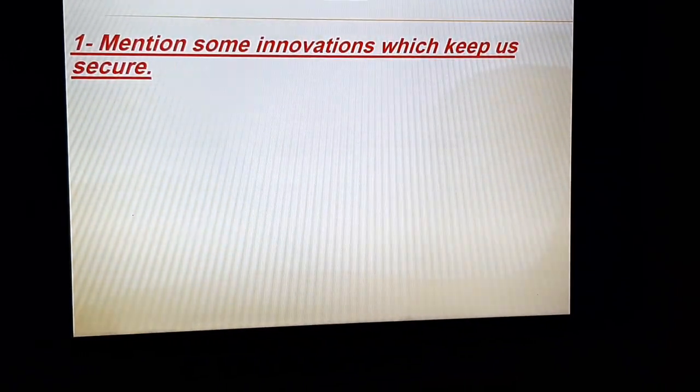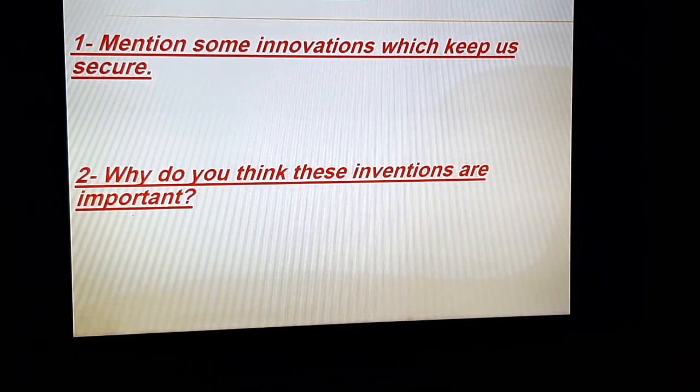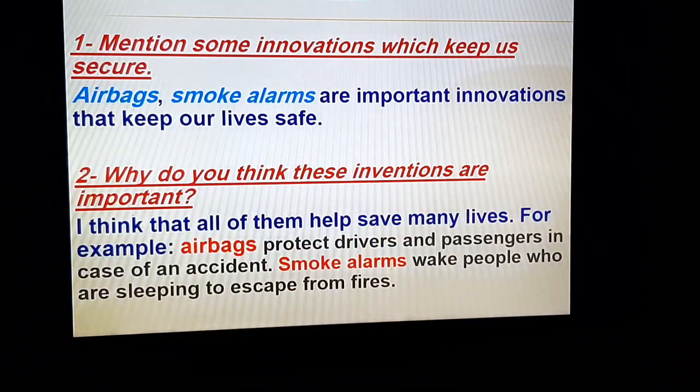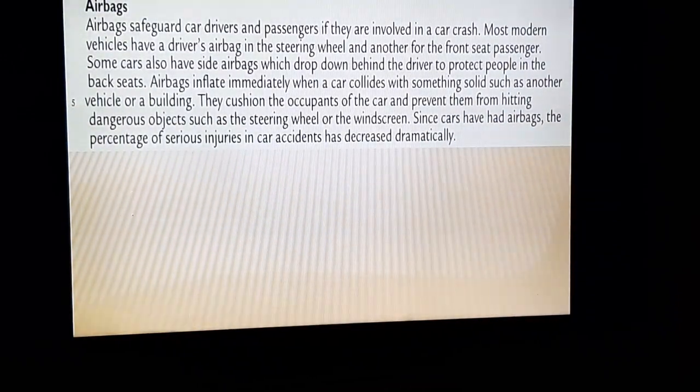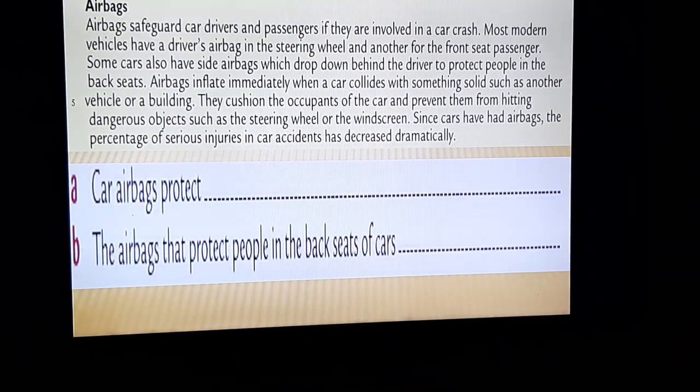We have an article about innovations that keep us secure. First of all, we should read the article well and try to answer the questions. But it's better for you, my dear students, to read the questions first. Read the questions first, then read the article carefully. And I will give you an example.